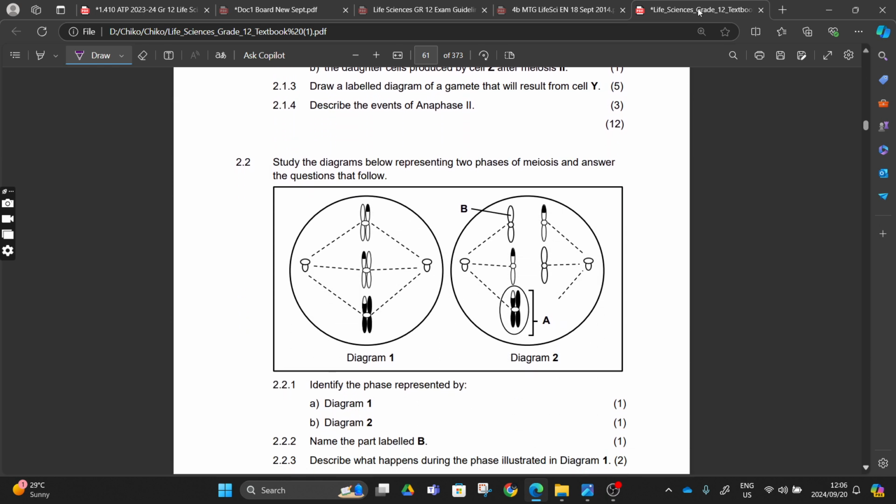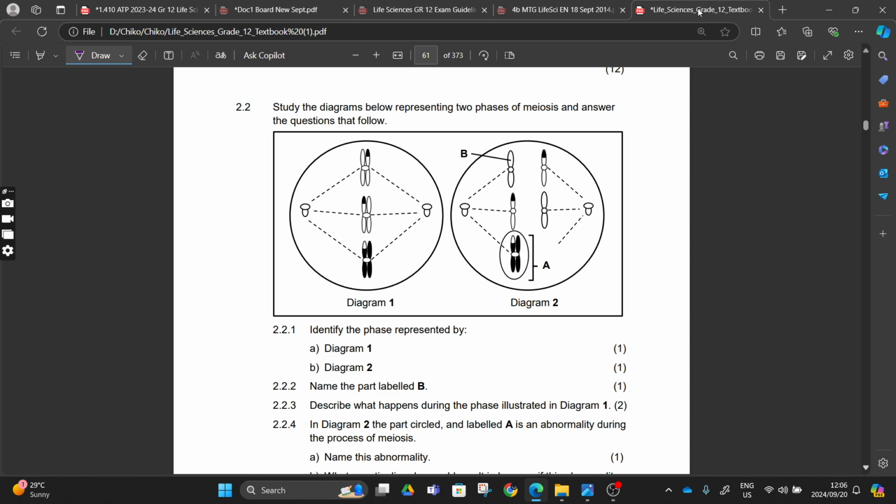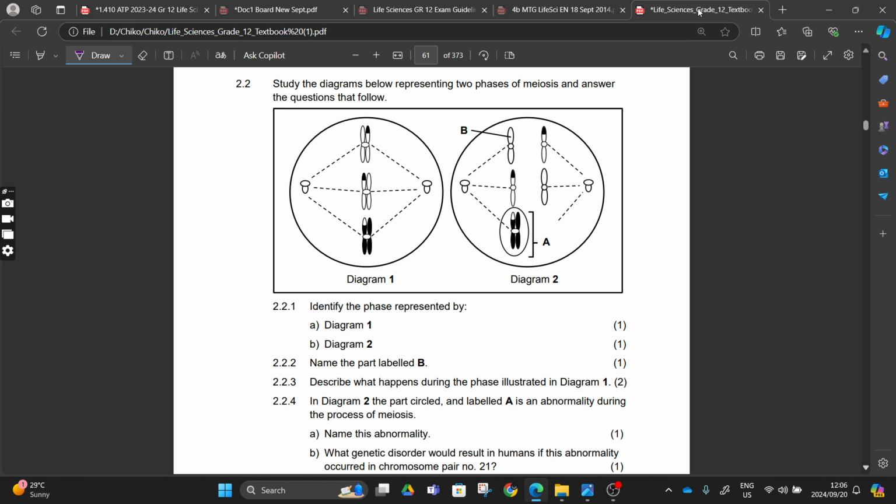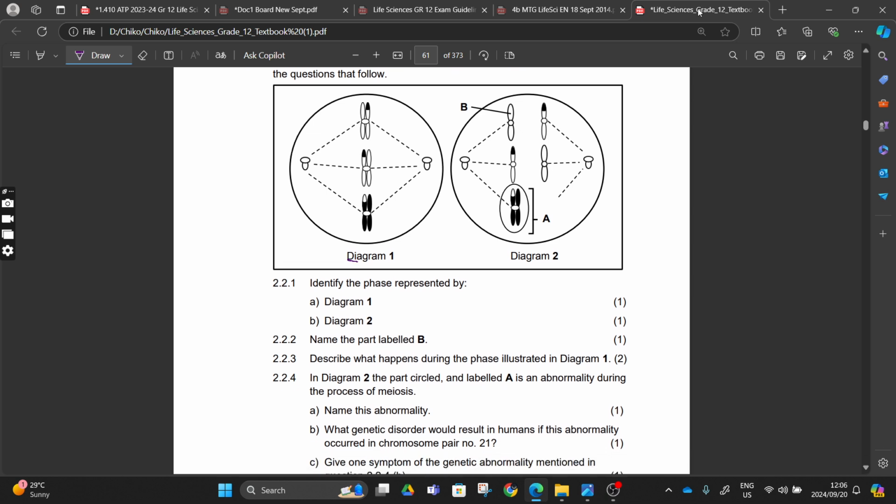There's activity 2.2. Study the diagram below, which represents 2 phases of meiosis, and answer the questions that follow. Let's identify diagram 1. You can see that one is metaphase 2. And diagram 2 will be anaphase 2, and there will be non-disjunction. Then B will be our chromatid. Name the part B: chromatid, to be precise. If you say chromosome, they might penalize you.